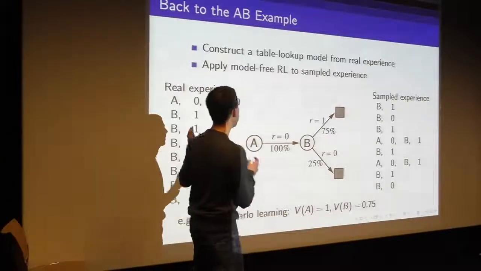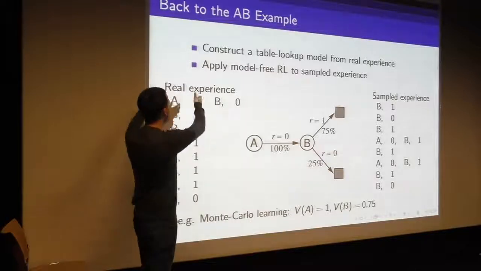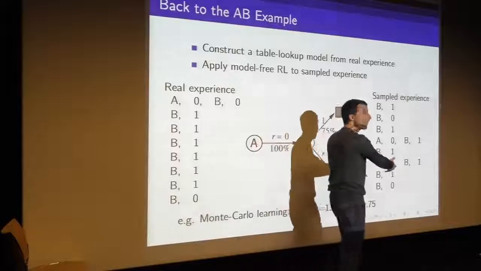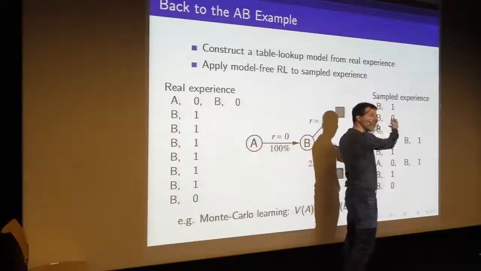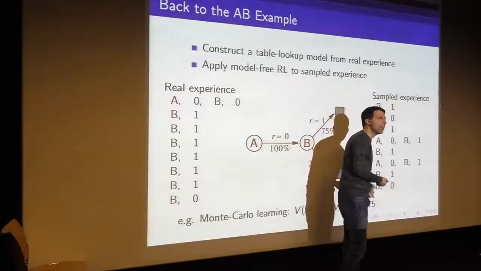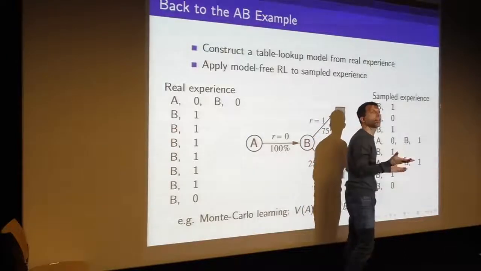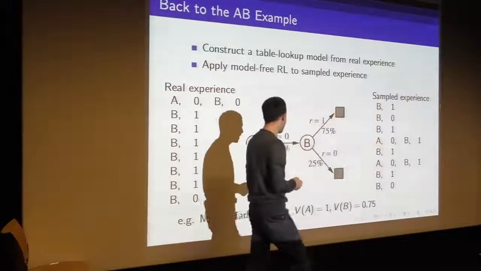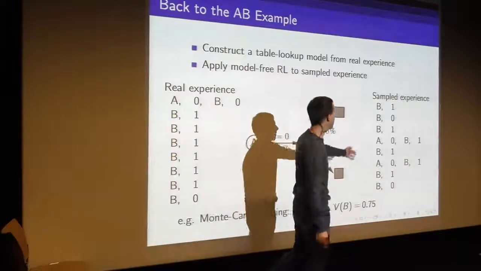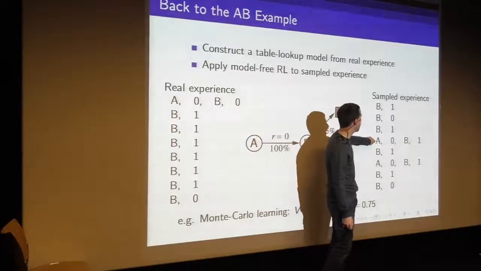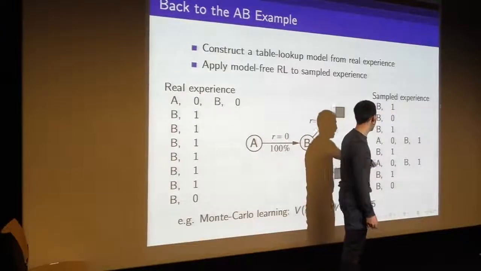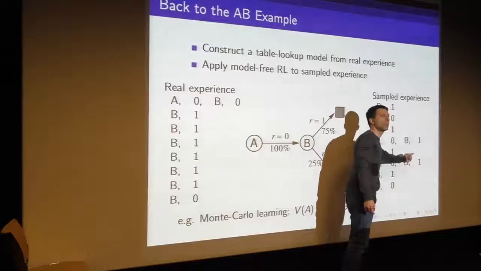So now, let's take the final step. We started with our real experience, we've built a model, we've sampled experience. Now let's do the final step, which is to learn from our sampled experience and apply, say, Monte Carlo learning to these trajectories. That's the canonical model-free reinforcement learning algorithm. If we did that, what's the value of A over here? Well, I started off in A here, I ran a trajectory and I got a return of 1. Started off in A here, ran a trajectory, I got a return of 1.